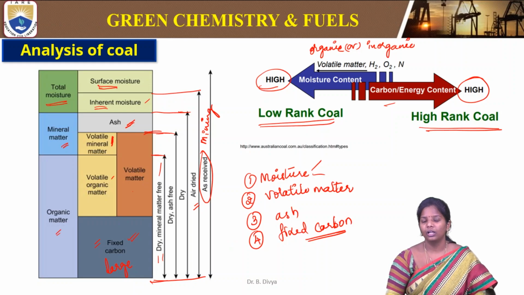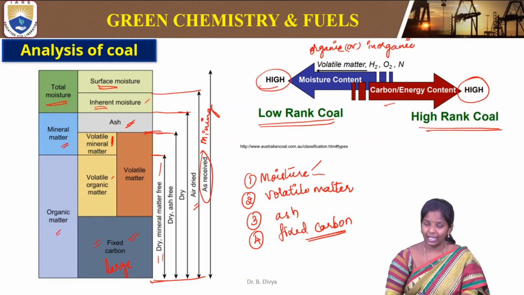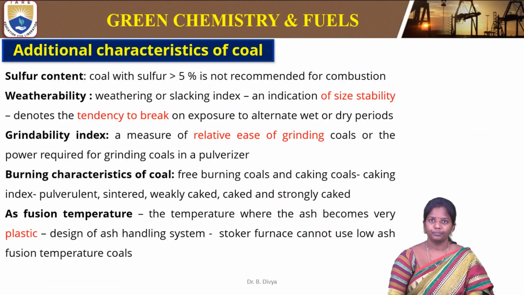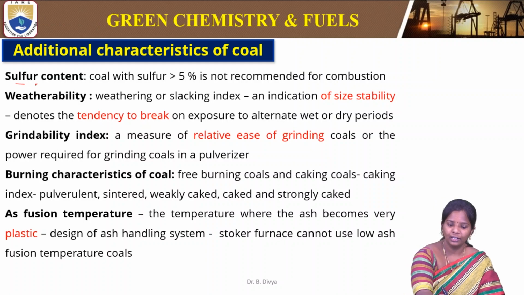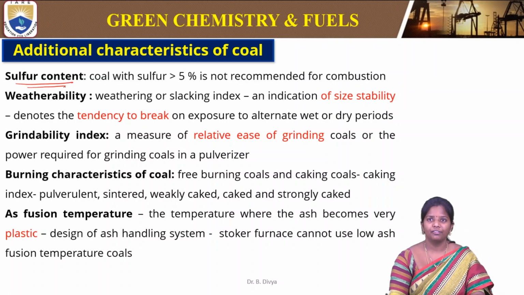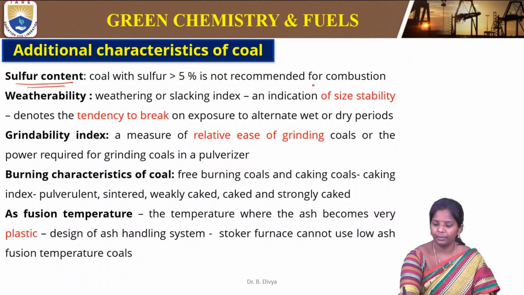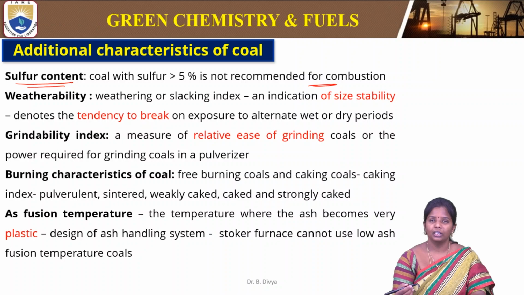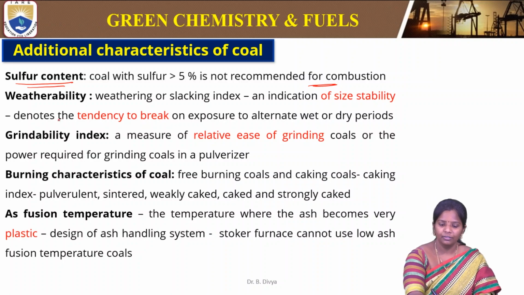So that is how the step-by-step analysis is done, so that it will have a high content of fixed carbon. So these are the additional characteristics of coal. Sulfur content: coal with sulfur greater than 5% is not recommended for combustion. Why? Because sulfur is hazardous. If there is a coal with high sulfur, that will emit harmful gases into the atmosphere, and also harmful to humans.